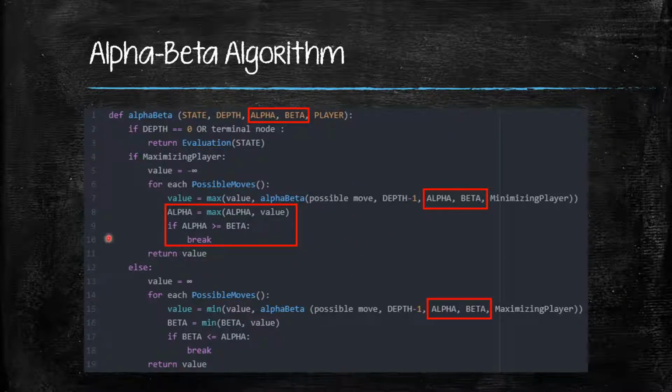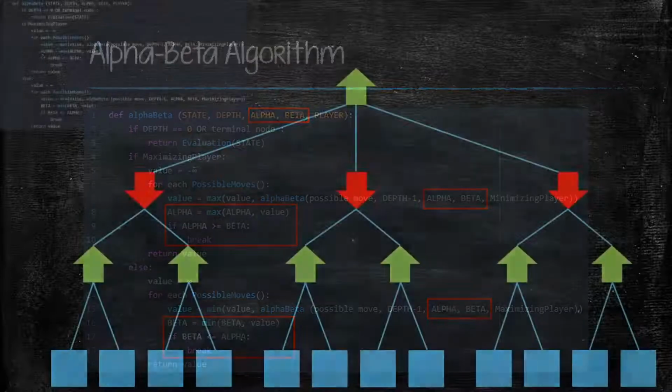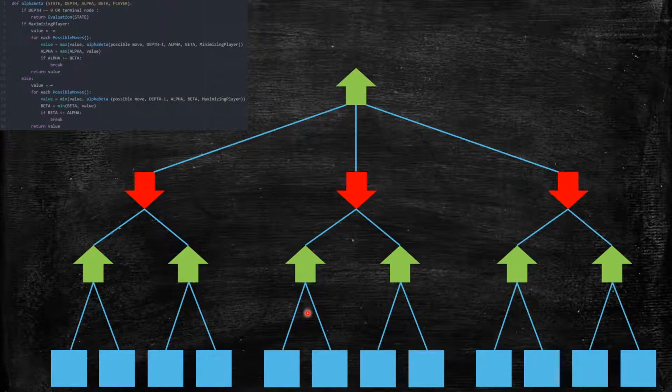Then we've added a check for each player. After the value is computed for a move, we then compute alpha, and alpha is going to be the maximum of either alpha or the value. And if alpha is greater than or equal to beta, then we break. This represents going down a branch that will never be taken, and we break out of it. Similarly, same thing for the minimizing player. Beta is the minimum of beta and value, and if beta is less than or equal to alpha, then we break. So let's look at that same example again and take a look at how this works.